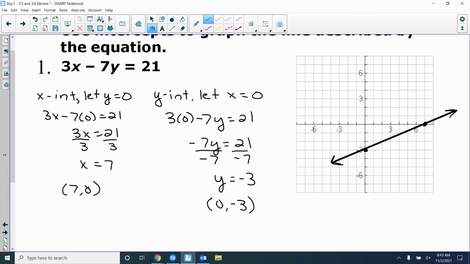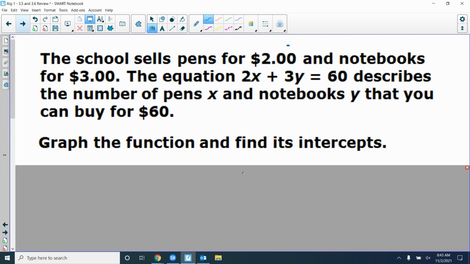Any other points that it hits are also answers to that. Sometimes it hits at convenient points. Sometimes it doesn't hit at nice points. But all those points are points that work for the equation. All right, is that the next one?